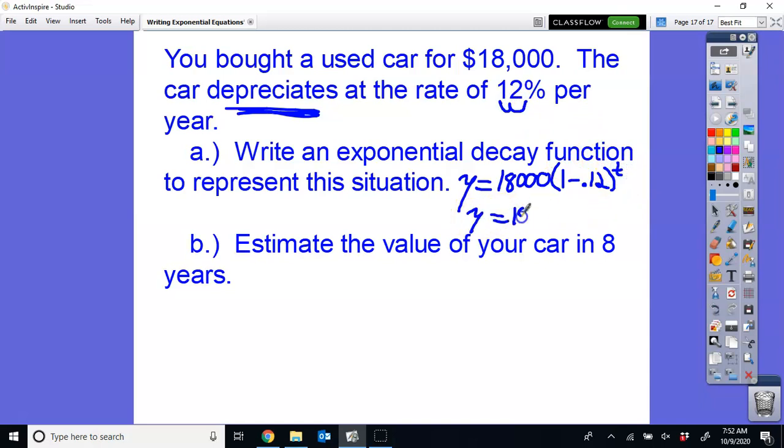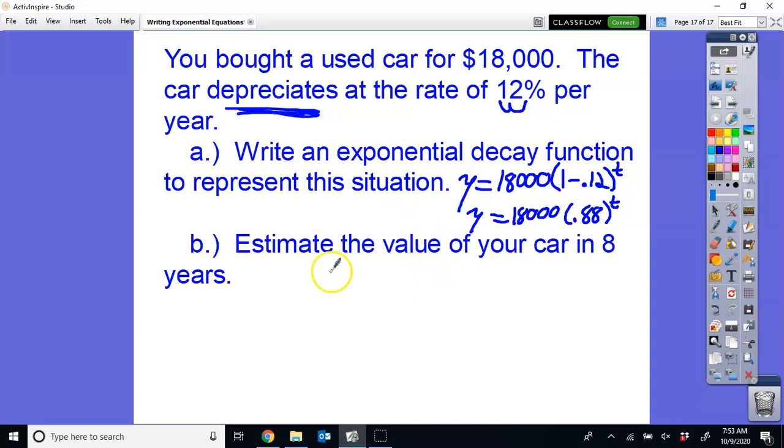Now look at what happens there. If you do 1 minus 0.12, you're going to get 0.88, because that is going to be 88%. What that means is if you're subtracting 12% every year your car is only worth 88% of what it used to be the year before. And so that is what creates this decay function.